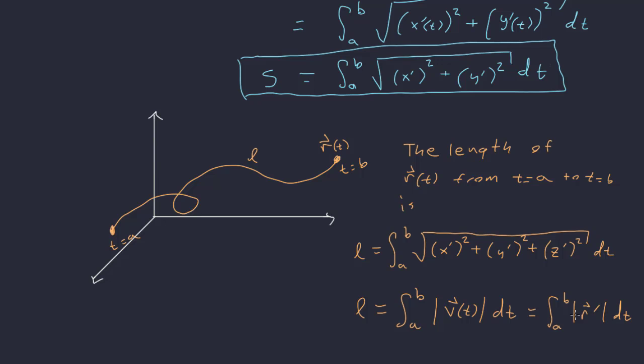And that kind of makes sense, because what we're doing is measuring the velocity or the speed that's traveled over a certain amount of time. That typically gives us a displacement, or total distance traveled, right? So let's look at an example, and then we'll start talking about, say, curvature and normal vectors.